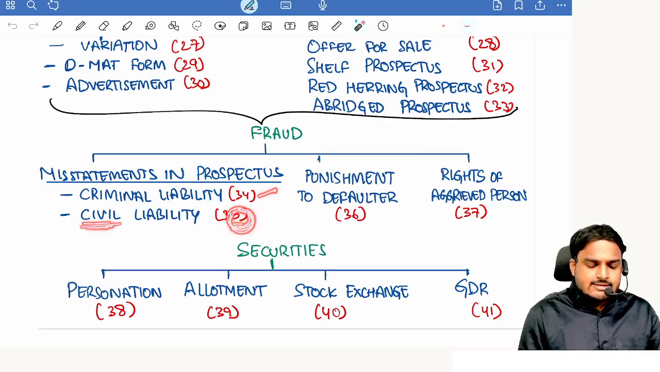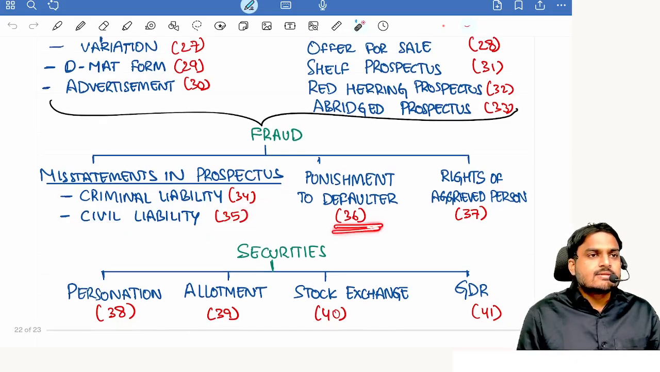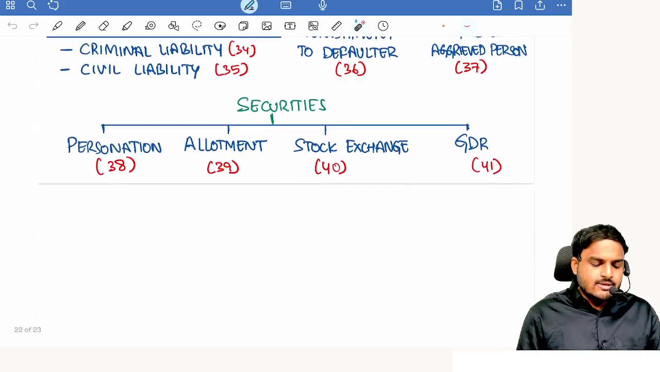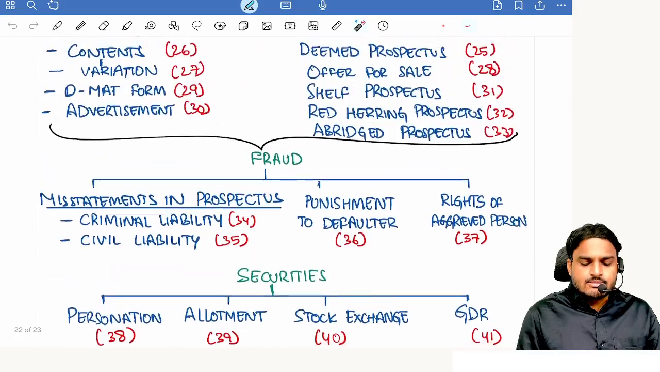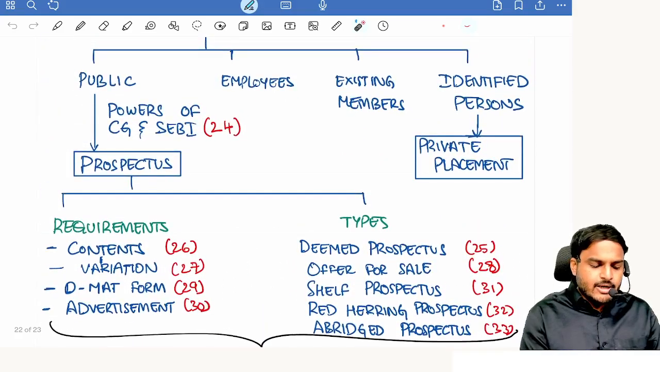Civil, 5 letters, section 35. Remember like that. Next one, 36, punishment to defaulter. 37, rights of aggrieved party. Next one, 38, personation of securities. 39, allotment of securities. 40, stock exchanges. 41, global depository receipts GDR. Next, 42, private placement. Section 42, private placement.